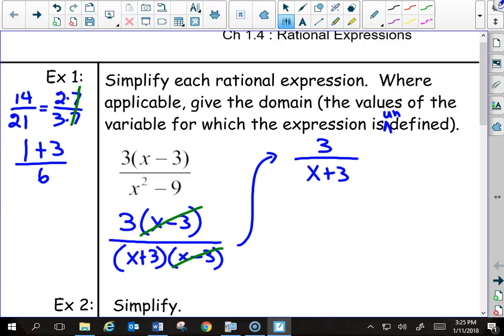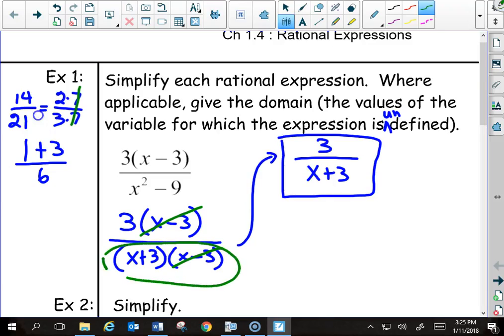Now, this is our final reduced expression, but when we talk about where it's undefined, rational expressions are always undefined by the numbers that will make the denominator turn into 0. So on x plus 3, if I have a negative 3 adding to that plus 3, that's going to be 0. I'm going to get divided by 0. That's a bad thing in math.